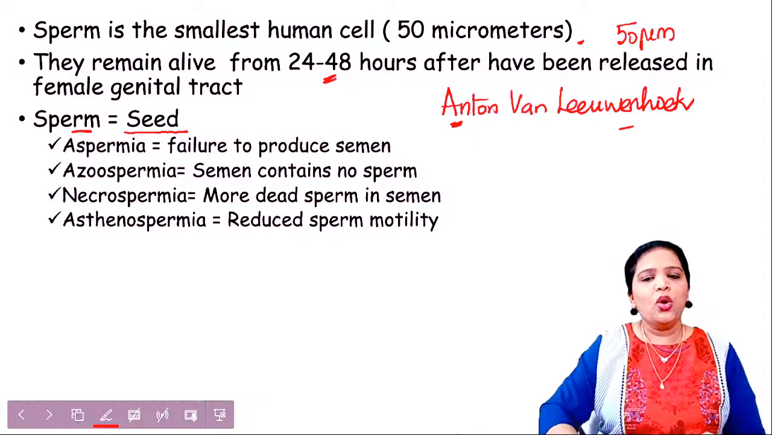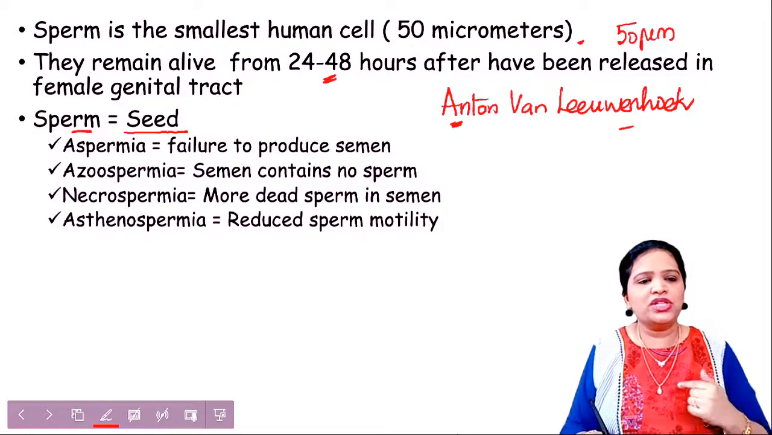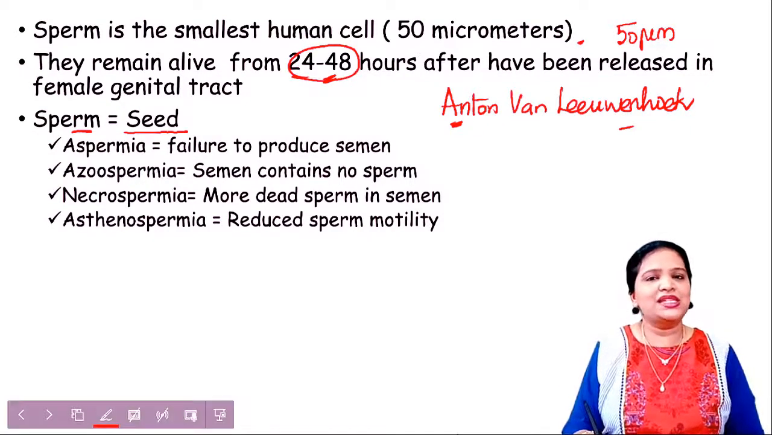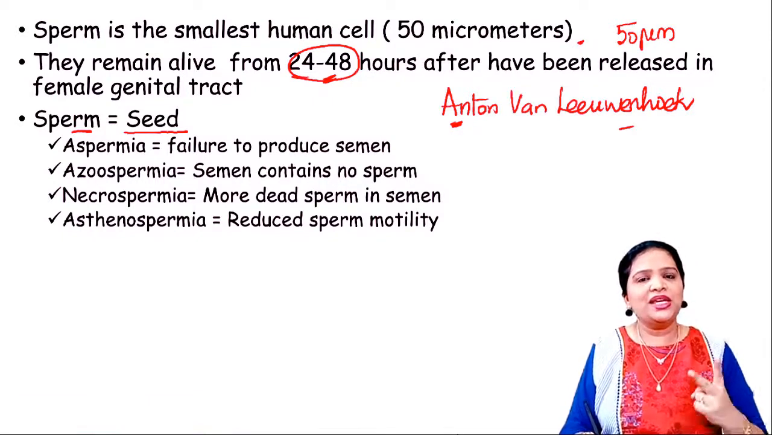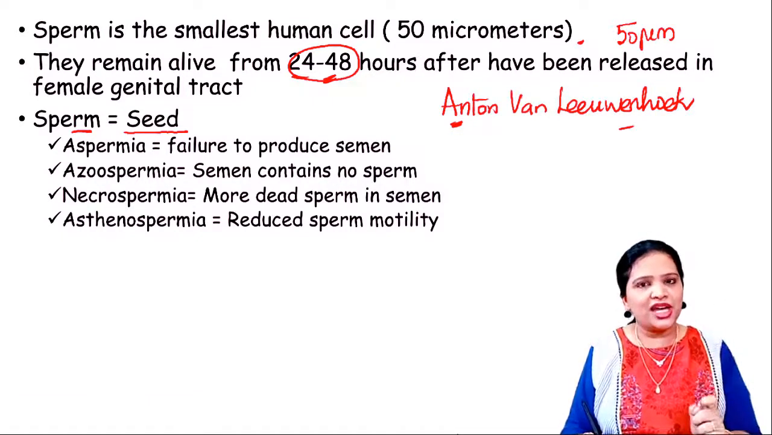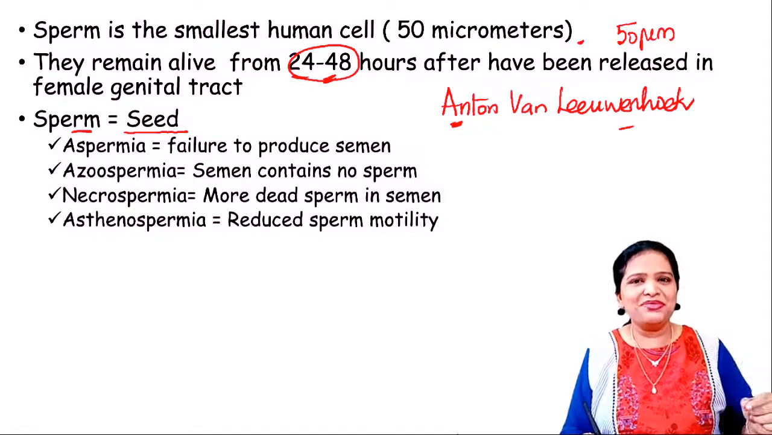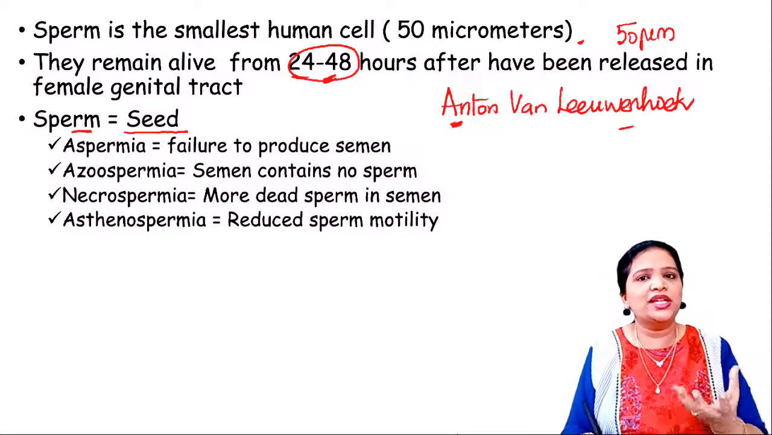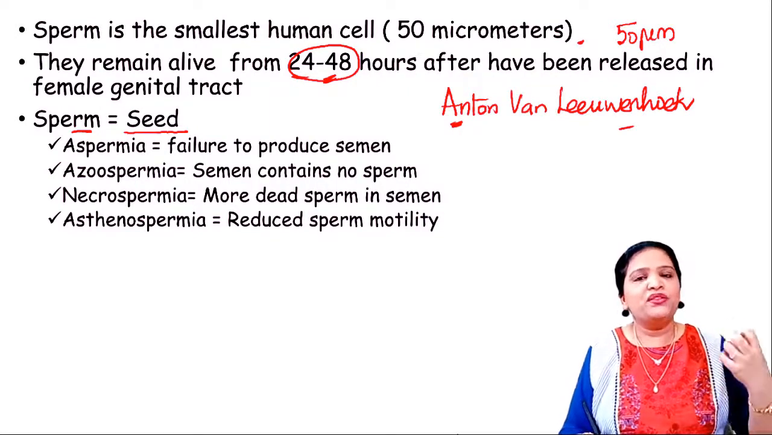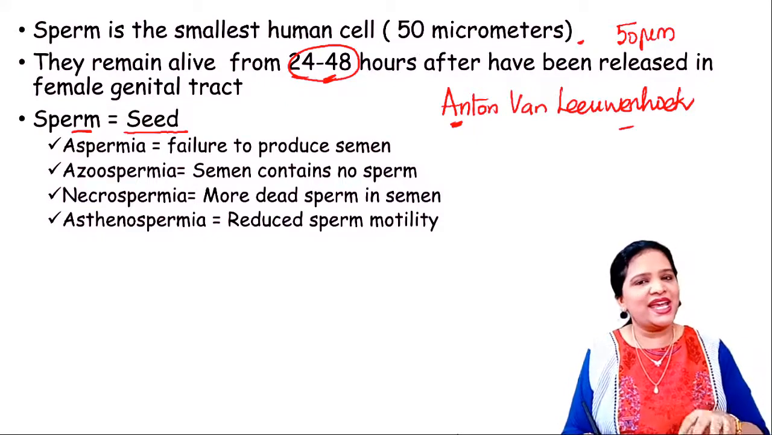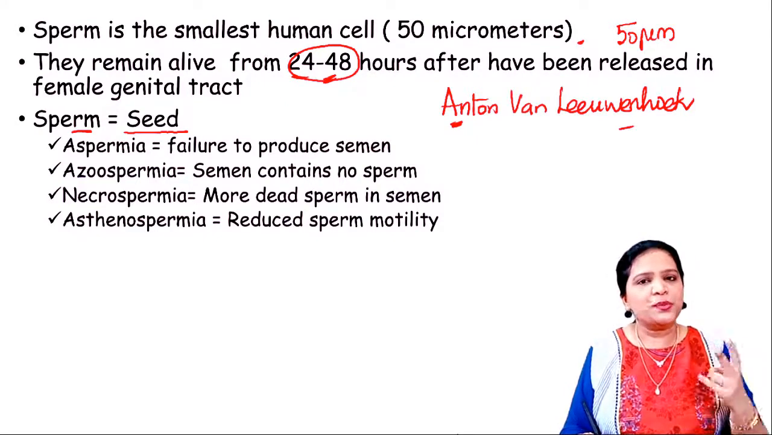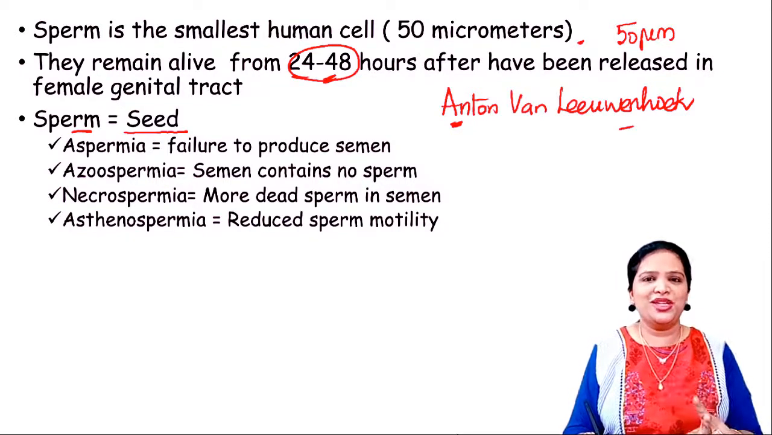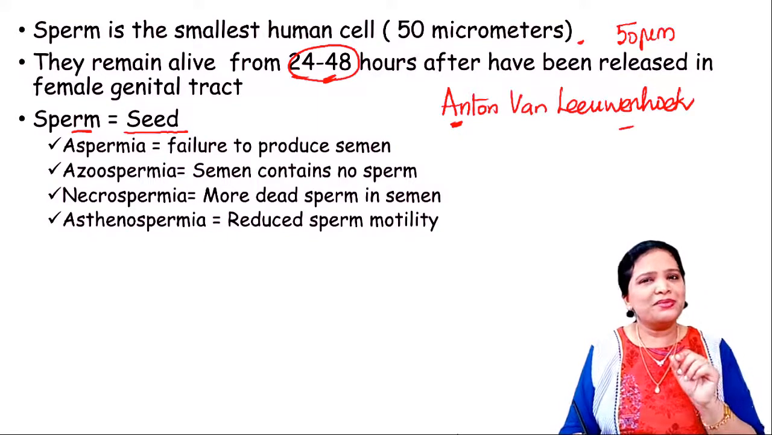And once the sperm has been released into the female genital tract, it remains alive for 24 to 48 hours. That means around 2 days it will be alive in the female genital tract because it has to move from the vagina to the fallopian tube, and in the fallopian tube it also waits for the egg to fertilize. If there is no egg, it gets destroyed. If there is an egg, it leads to fertilization. So the lifespan of the sperm inside the female genital tract is maximum 2 days. Fine. Let's know some basic words.